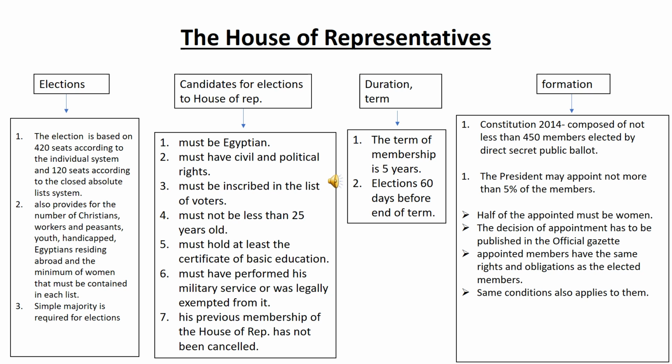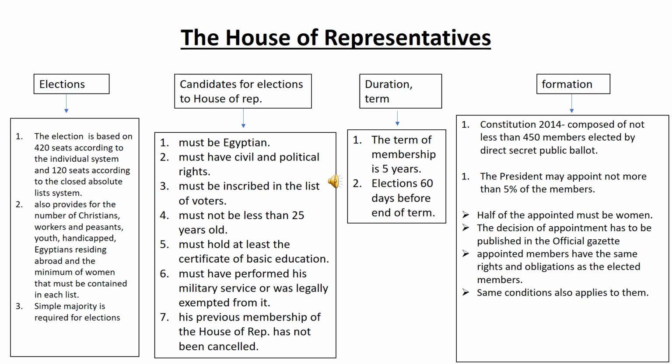Number one, which is a very logical condition, he must be Egyptian. Number two, he must have civil and political rights. This means that this person mustn't have any criminal record, or have been in jail, or been deprived of his civil and political rights. He must be sane and not suffer from any mental illness. Number three, he must be inscribed in the list of voters. He must include his name in the list of voters in order to be able to get votes from the voters.